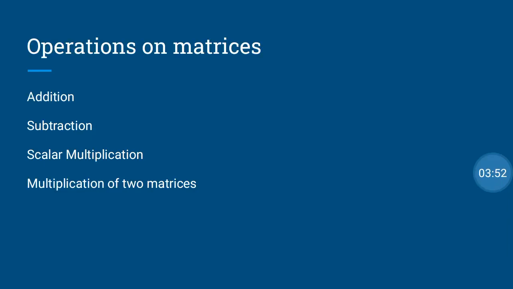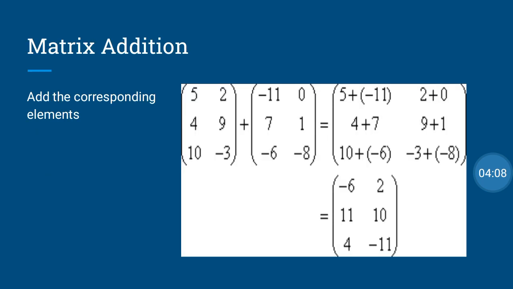Moving on to the operations on matrices. In this session, we will be seeing addition, subtraction and scalar multiplication. Multiplication of two matrices, just in brief. For that, you will be having one more session. Addition of two matrices. Addition of two matrices can be done only if the order of the two matrices is the same. Either you can add or subtract two matrices only if the order of the two matrices is the same.